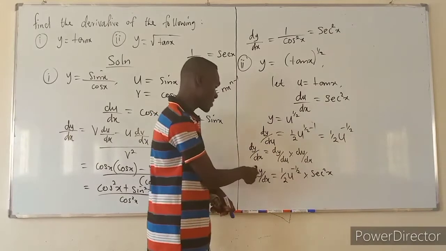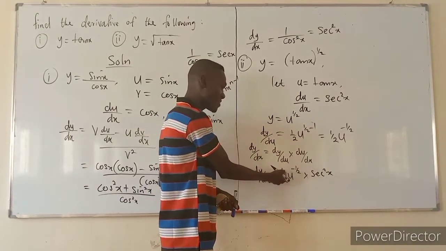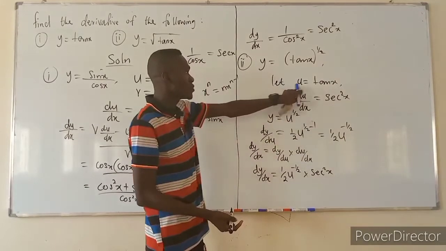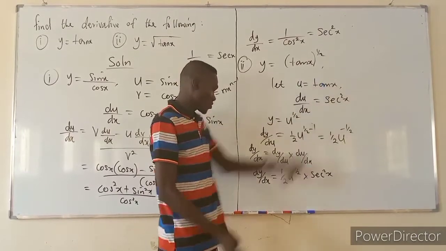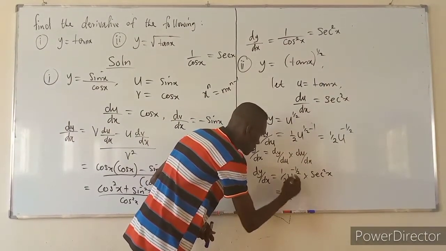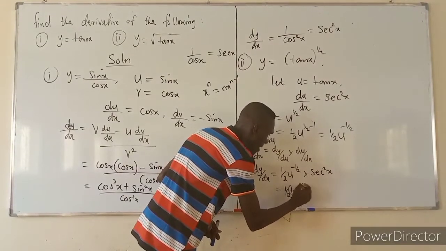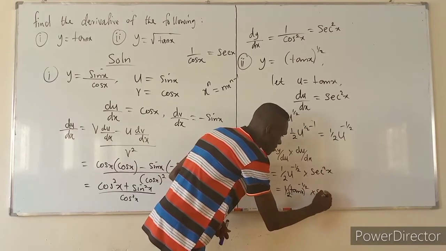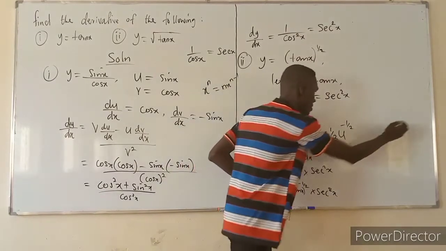So right now, recall I'm saying dy dx, but I'm still having u, which means I have to bring back everything. And recall that I said let u be tan x. So in place of u, I'll be putting tan x. So I'm going to have 1 over 2 tan x raised to power minus 1 over 2 times what? Sec square x.